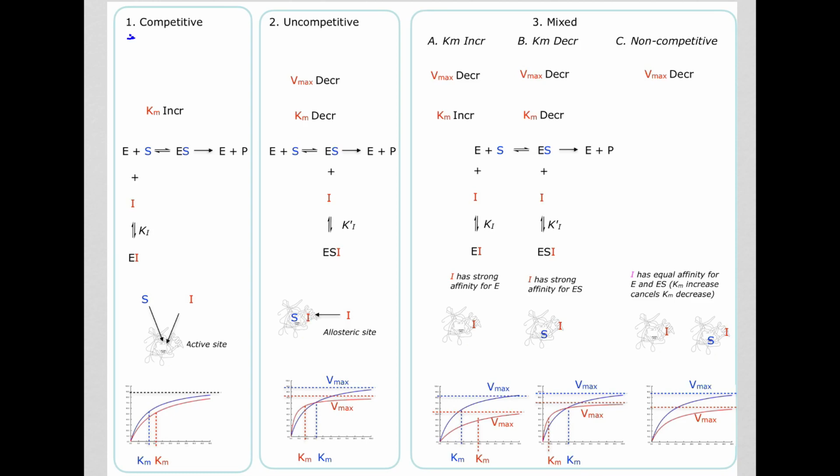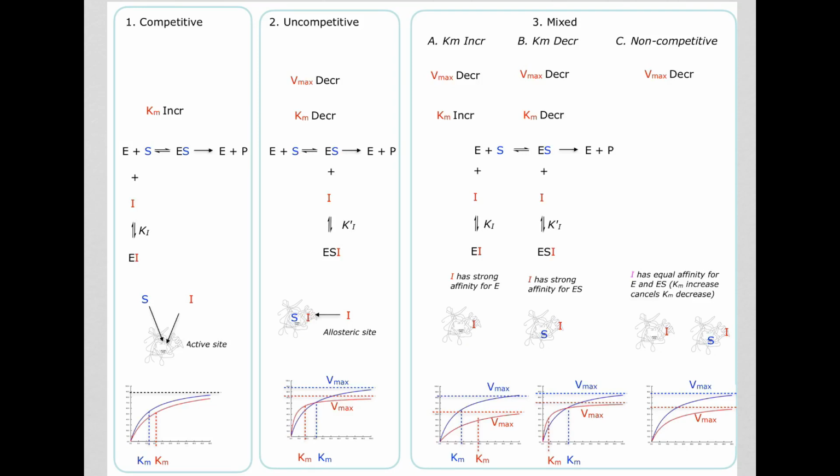In competitive inhibition, the inhibitor binds the free enzyme. So here we have the inhibitor, here we have the substrate molecule. Both the substrate molecule and the inhibitor molecule are competing for the same active site of the enzyme. So since there is a competition between the substrate and the inhibitor, we call this kind of inhibition competitive inhibition.